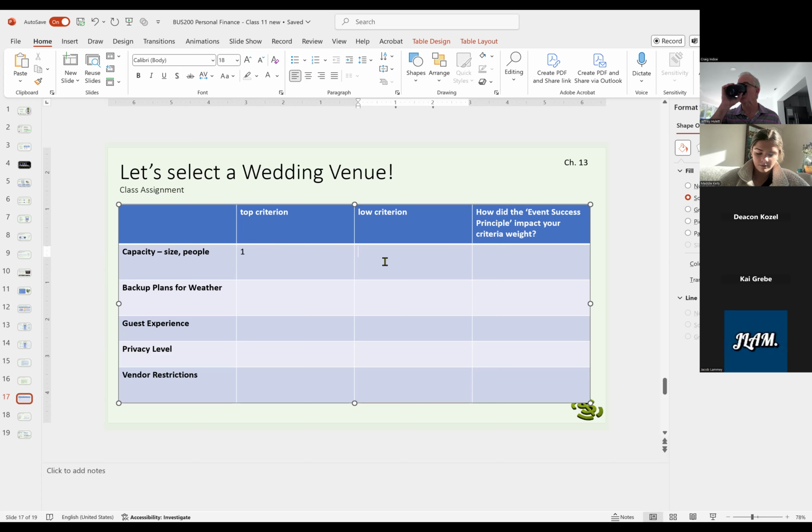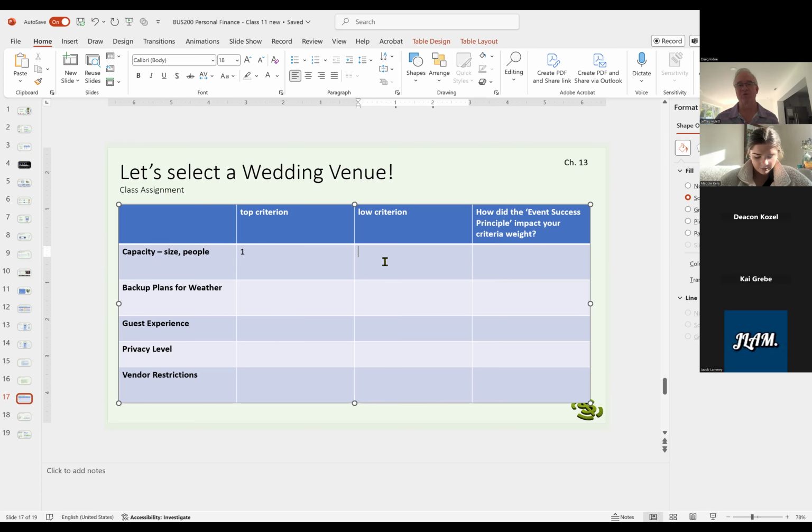That's probably what led me to rank capacity so high, honestly. Meaning there are a lot of people that you want to come, and they couldn't be there together to enjoy the day if they couldn't fit. Right, exactly. Okay. All right.